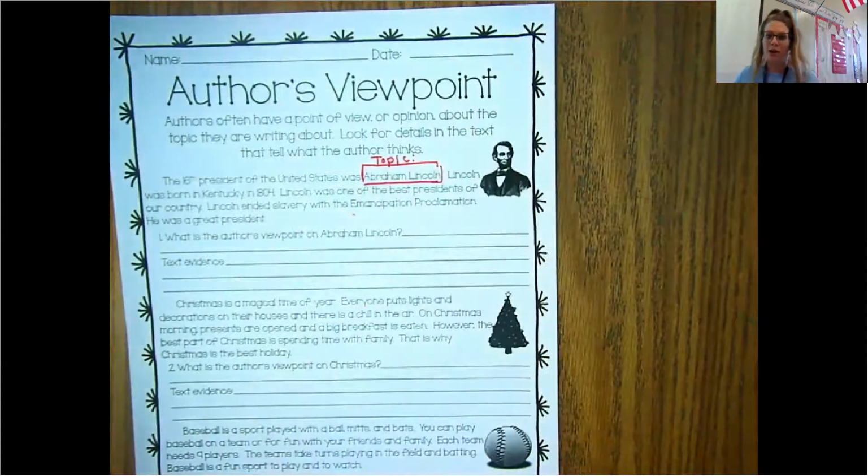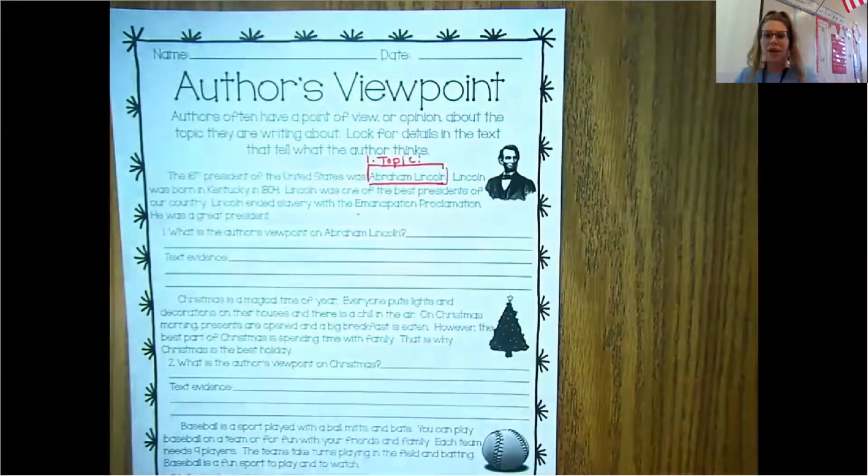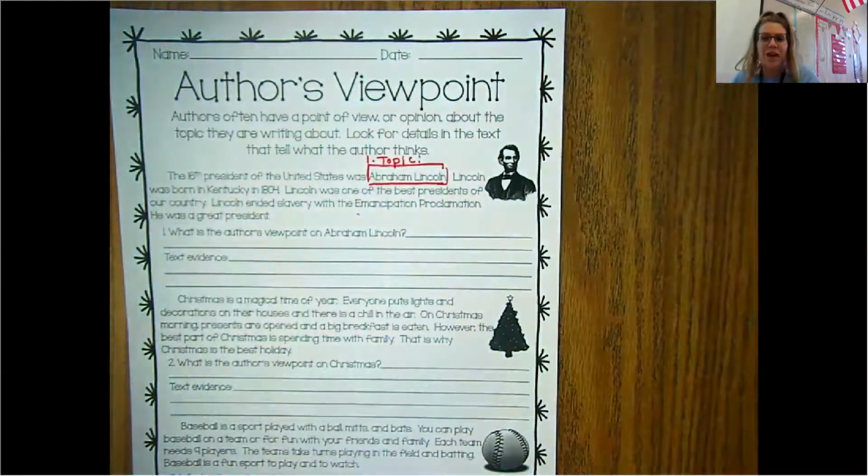So when you do this on your own, you're going to identify the topic. That's step number 1. Okay? So step number 2 is to identify the author's viewpoint. What did the author think about Abraham Lincoln? Well, steps 2 and 3 go together. Step 3 says it needs you to underline your proof. So what was the author's viewpoint? What is their thought or feelings about Abraham Lincoln?